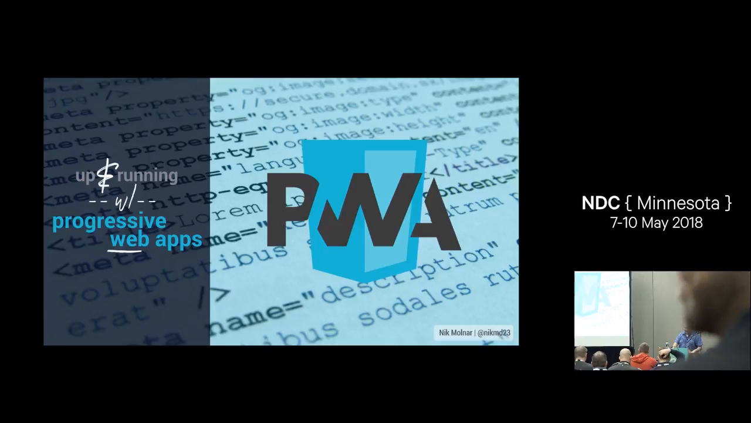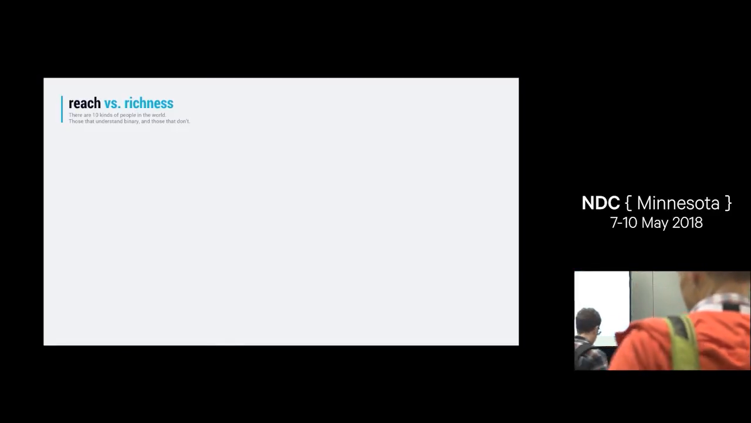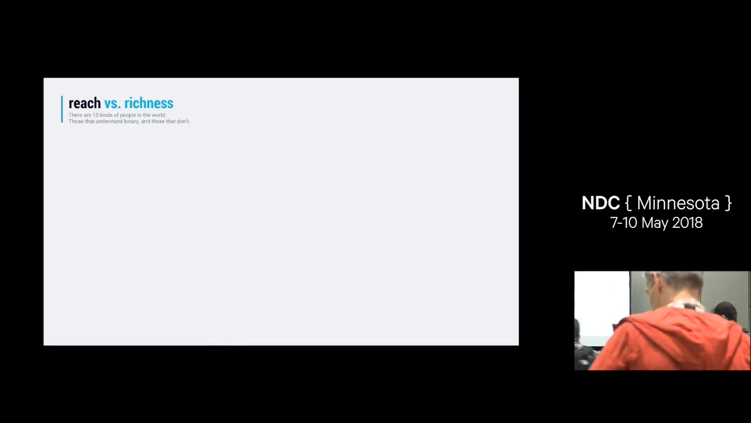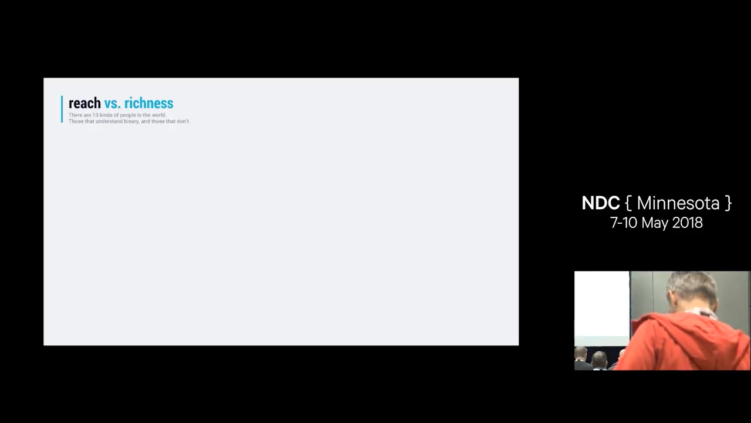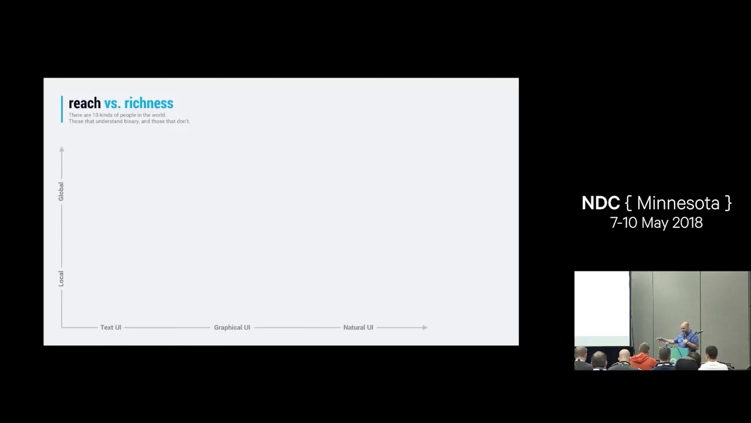So anyway, let's go ahead and get started. So we're going to talk about progressive web apps today. And I want to put them into a little bit of context about historically from where we've been to where I think we're going. And I'm going to do that on two different scales. One is going to be richness, which is how rich the experience for the user is. And reach, how far, how many people can your application touch? How many people can use it?